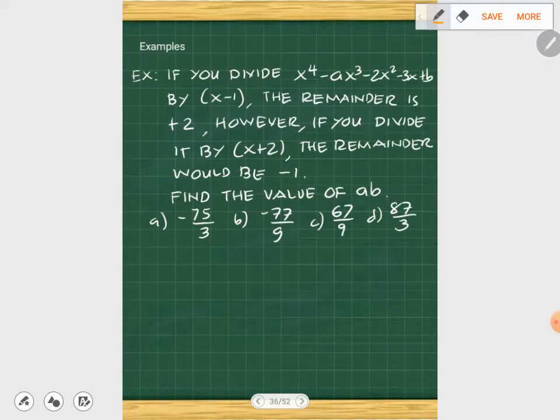So, another example. If you divide x to the power of 4 minus ax cubed minus 2x squared minus 3x plus b by x minus 1, the remainder is 2. However, if you divide it by x plus 2, the remainder would be negative 1. So, find the value of AB, so A times B. Okay? Pwede nyo i-pause yung video kung gusto nyong sagutan ng kayo lang muna. And in my case, solve ko na lang.